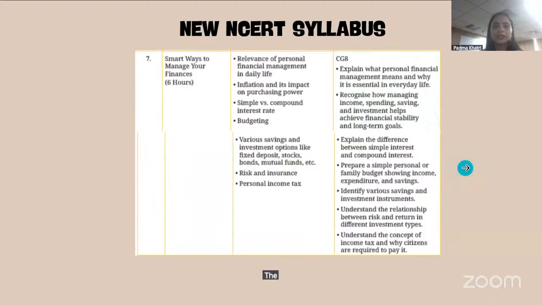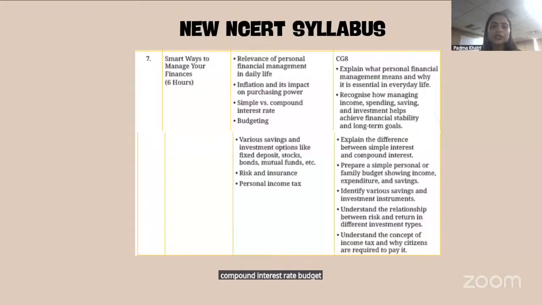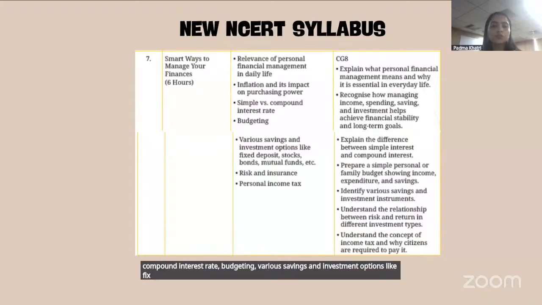The next theme here we have is smart ways to manage your finances. Again, we are talking about economics here. Relevance of personal financial management in daily life is one of the concepts under this theme. Then this theme also has concepts like inflation and its impact on purchasing power, simple versus compound interest rate, budgeting, various savings and investment options like fixed deposits, stocks, bonds, mutual funds, risk and insurance, and personal income tax. So the students are going to learn how they can manage their finances also, right?